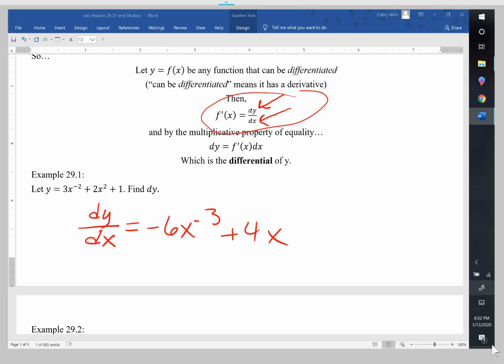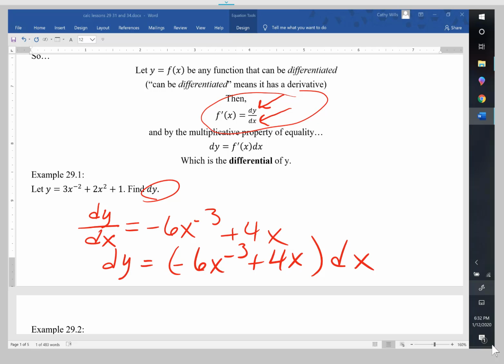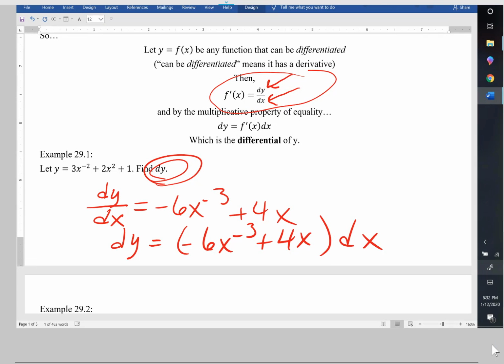And if you want to just know what dy is, you will multiply both sides of that equation by dx, and you'll get dy equals negative 6x to the negative 3 plus 4x dx. That is when they ask for the differential, dy, or d whatever. That means they're just asking for the differential.